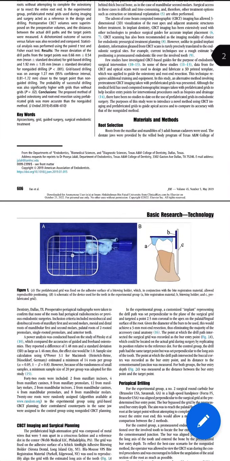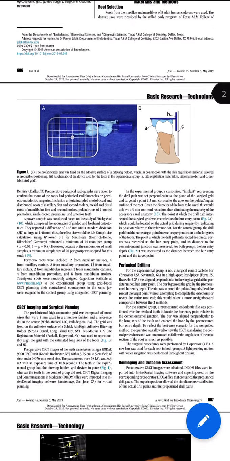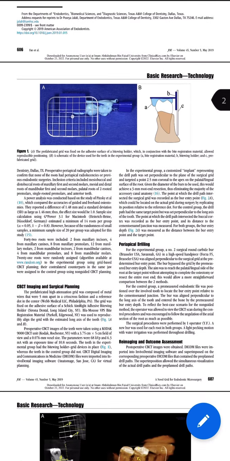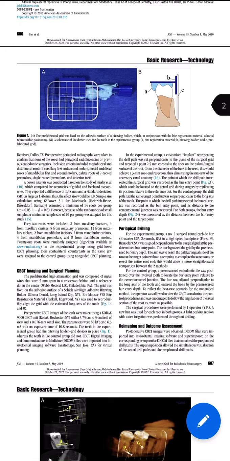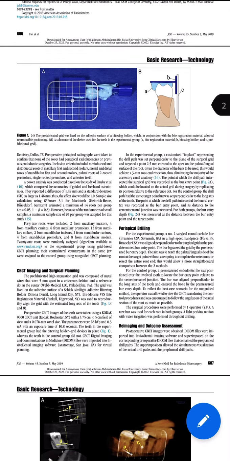For the materials and methods, 42 roots were included from human cadavers, from maxilla and mandibles. Palatal roots of upper molars were excluded. Roots were randomly assigned to the experimental group of the prefabricated grid, and the contralateral counterparts in the same jaw were assigned to the control group using non-guided, conventional planning, using a K-file to plan the length of the root and estimate the entry point.